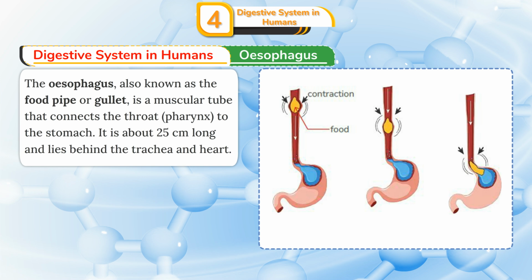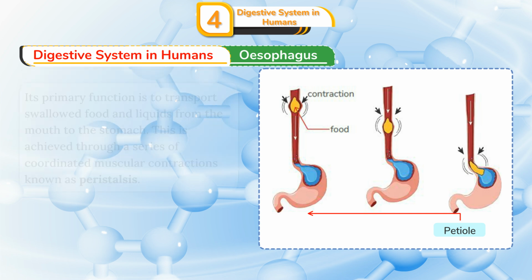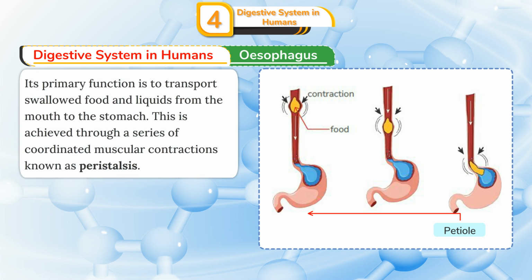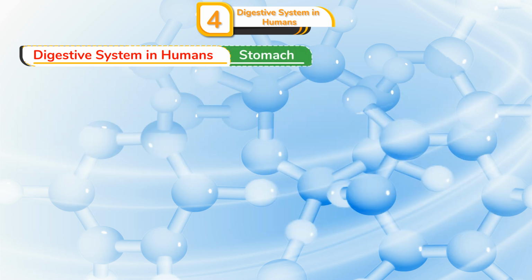Esophagus. The esophagus, also known as the food pipe or gullet, is a muscular tube that connects the throat (pharynx) to the stomach. It is about 25 centimeters long and lies behind the trachea and heart. Its primary function is to transport swallowed food and liquids from the mouth to the stomach. This is achieved through a series of coordinated muscular contractions known as peristalsis.